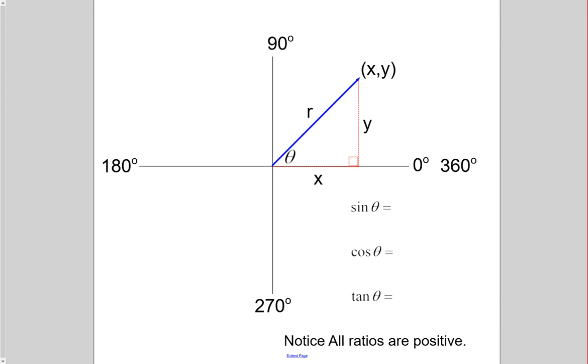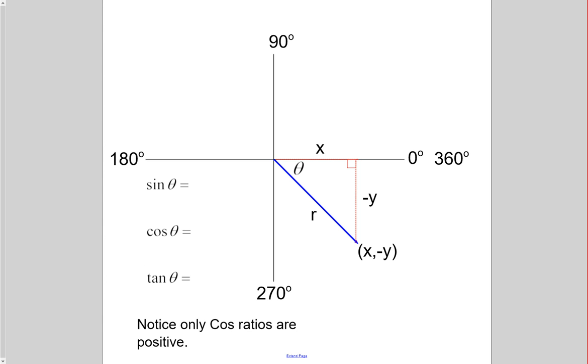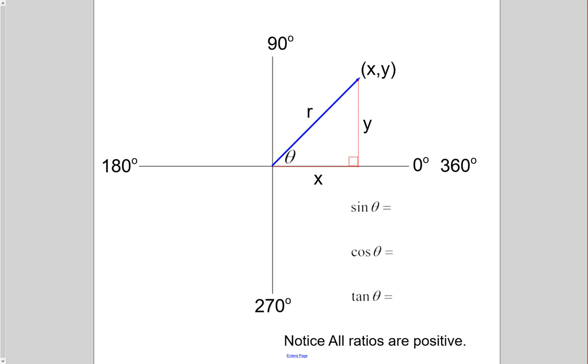Okay, so I want to jump to here. And what I'm going to do here is look at all four quadrants. I'll look first at quadrant 1, quadrant 2, quadrant 3, and quadrant 4. And this is going to show us why the different ratios are positive. Why in quadrant 1 are all the ratios positive? Well, here's why.